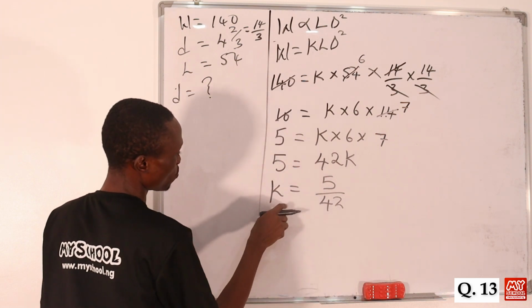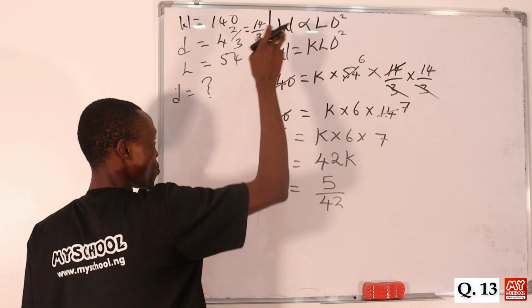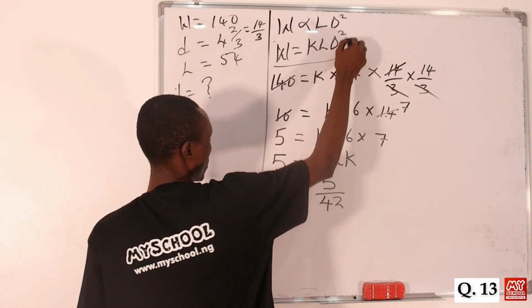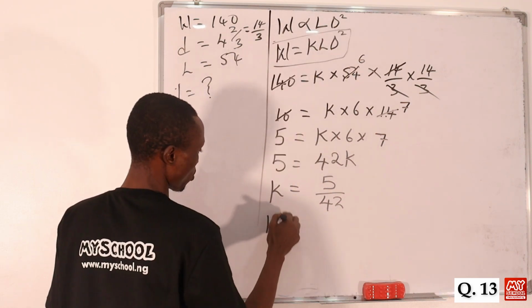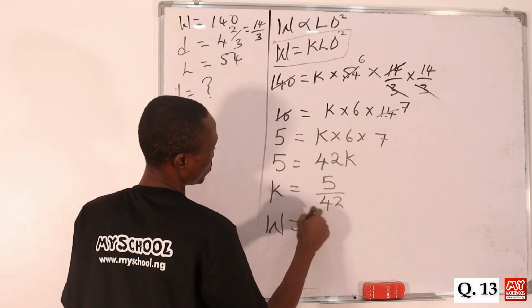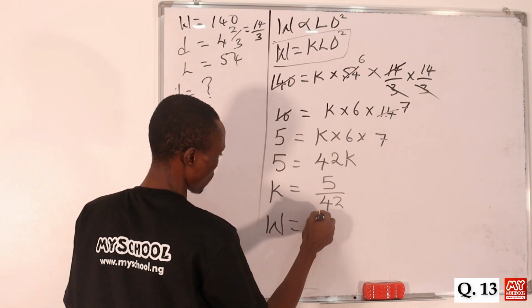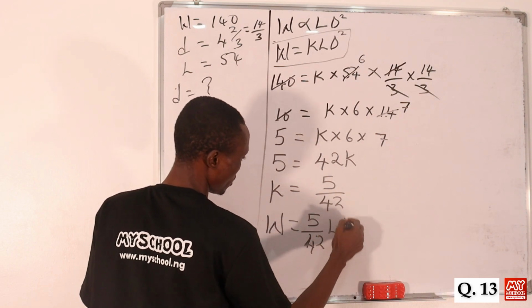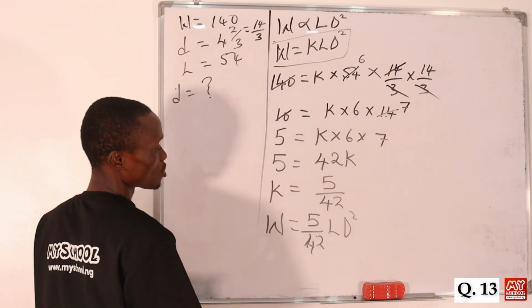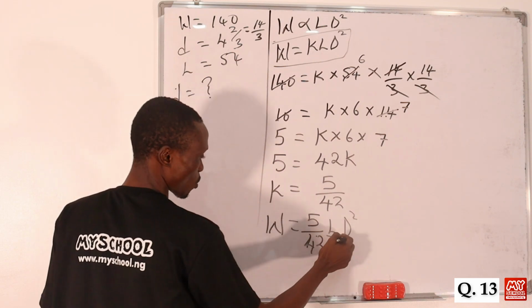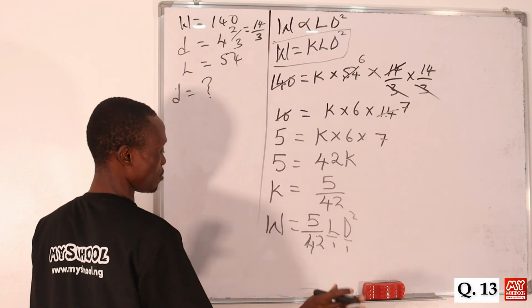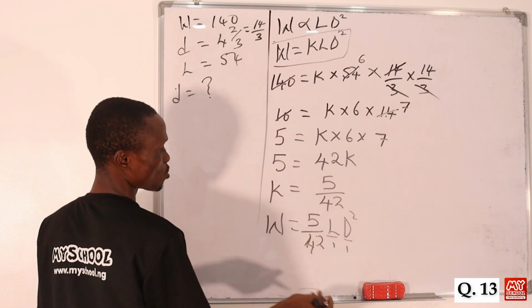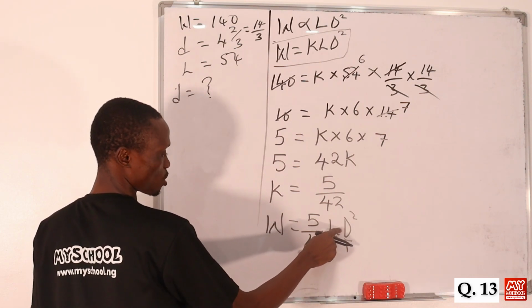This value of K, we will return it back and put it in the original equation, which is this. The original equation is W is equal to K, and we already know the value, which is 5 over 42, then our L, then D squared. All these ones are over 1, so it doesn't make any difference if we write it or not. Here we are asked to make D the subject of formula.